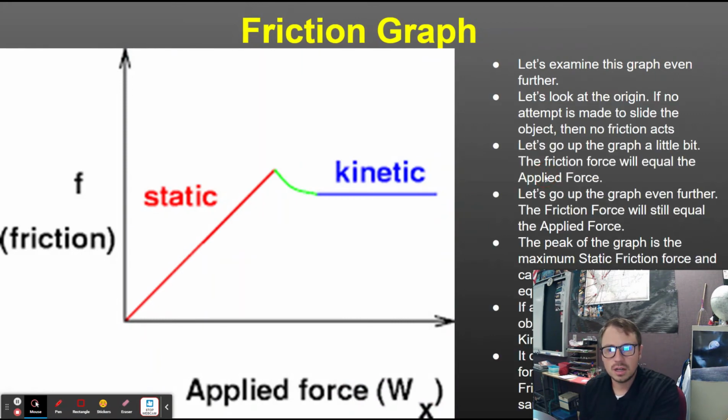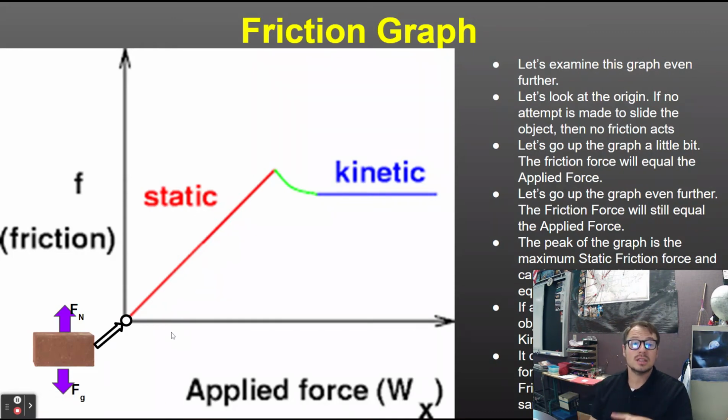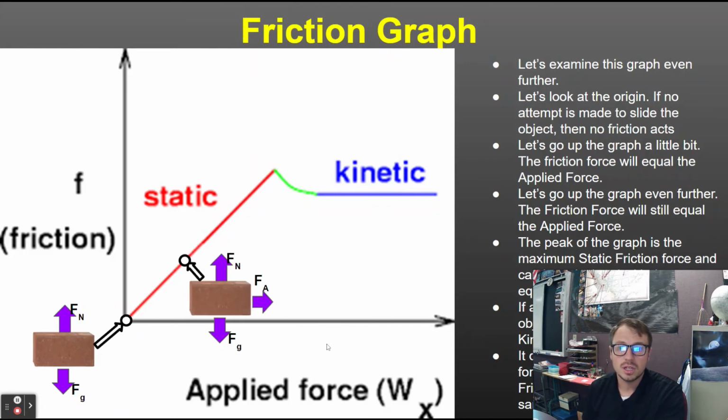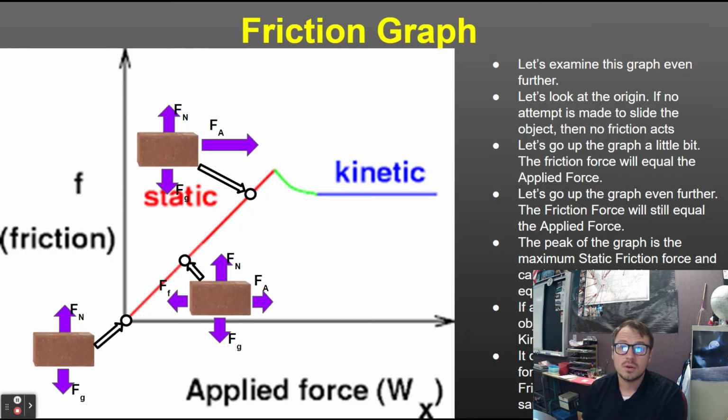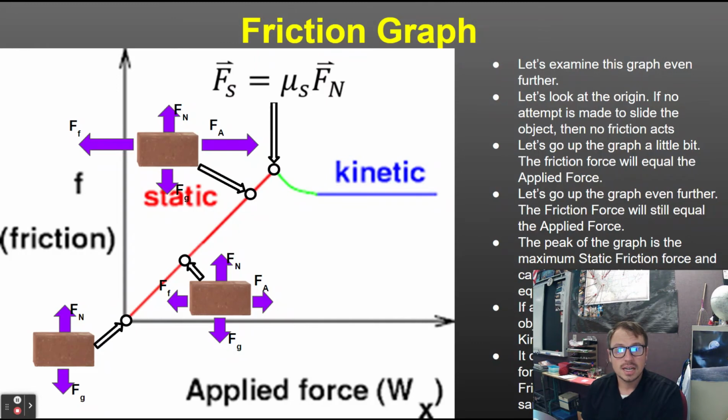So if we zoom in a little further, you can see that if no attempt is made to slide this object, there is no frictional force. Now, if I move up a little bit, I have an applied force, but I have not overcome the static friction, so I still have a small frictional force. Now, notice as I move up, I still haven't overcome that static friction, so my frictional force will match my applied force. It isn't until this point that I calculate this maximum amount of static friction. If I do not provide more than that, it will not slide.